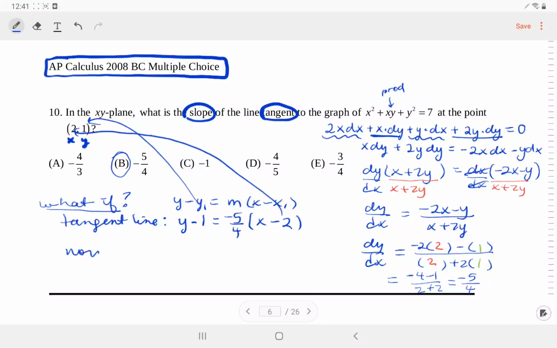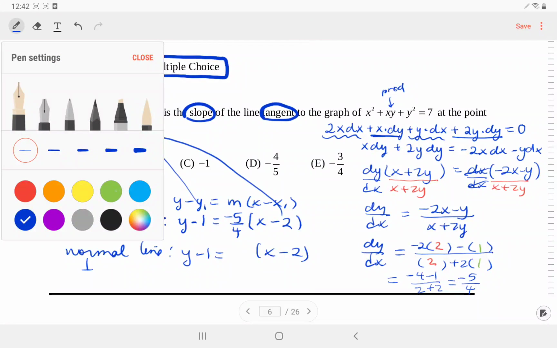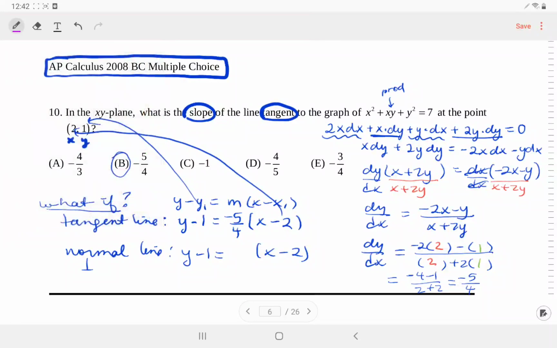Now, if you wanted a normal line, remember normal is perpendicular. So your point would be the same, but your slope would be different. So how do you make a line be perpendicular using the slope? Remember, you flip it and change the sign. So that would be a normal line. What if? Sounds good. Okay, let's see.